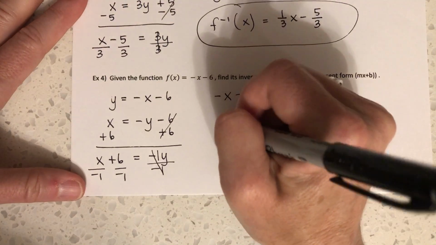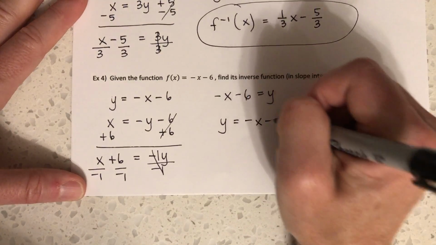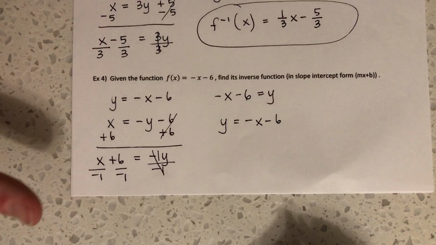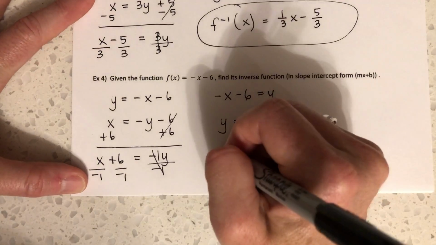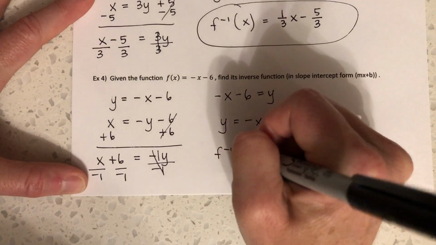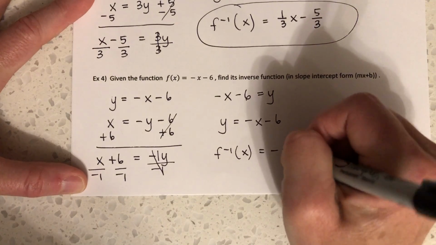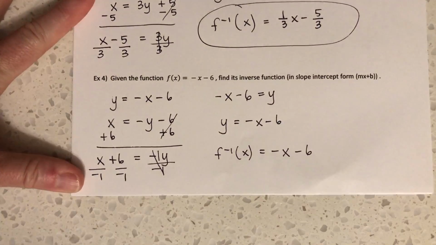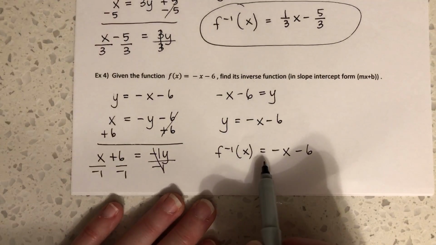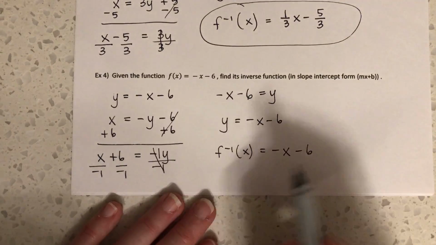Or I'm going to switch it up, y equals negative x minus 6. Put it in the fancy notation, replace y with f inverse of x equals negative x minus 6. And that is the function that will undo everything this function is doing.